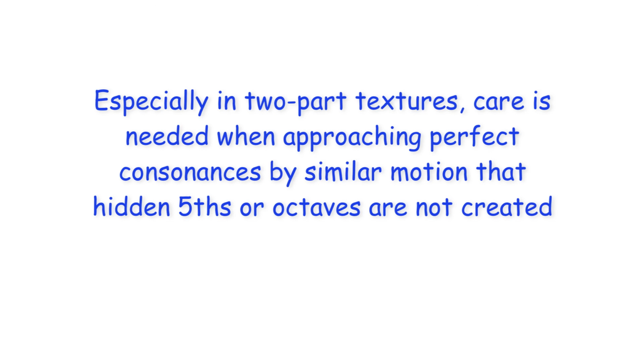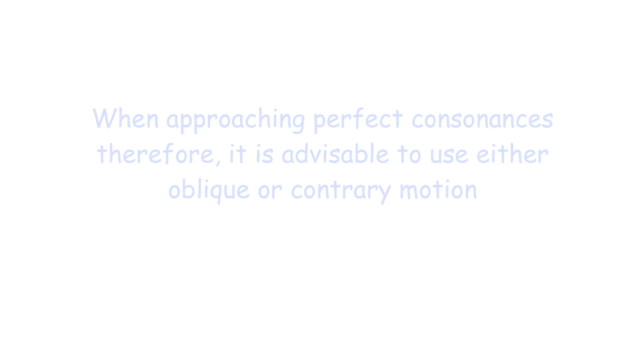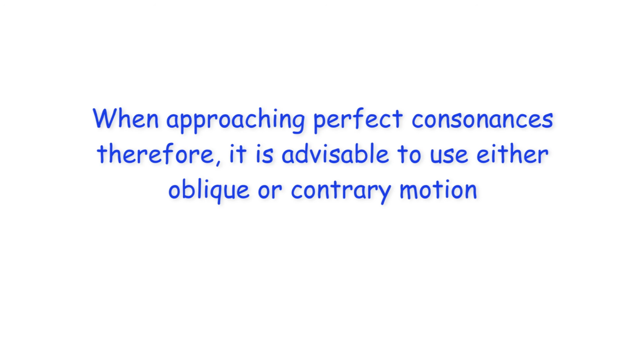Finally, especially in 2-part textures, care is needed when approaching perfect consonances by similar motion that hidden fifths or octaves are not created. Hidden fifths and octaves occur when the ear melodically fills in the notes between the two intervals and forbidden consecutives result. When approaching perfect consonances, therefore, it is advisable to use either oblique or contrary motion. I hope you found this useful.